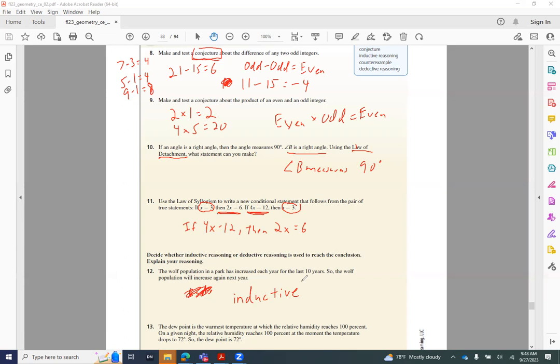So on here, again, we were given a statement. We followed the rule that was provided. And since we're following a rule that was given to us, that would have to be deductive reasoning. So again, much like doing a proof.